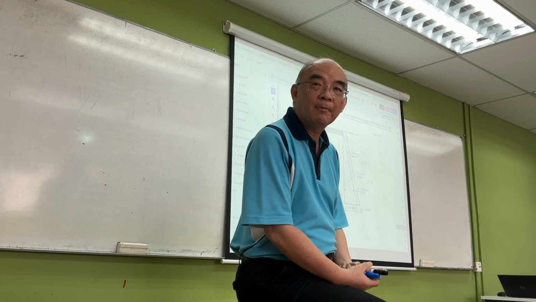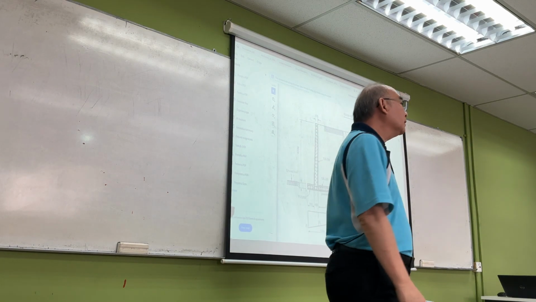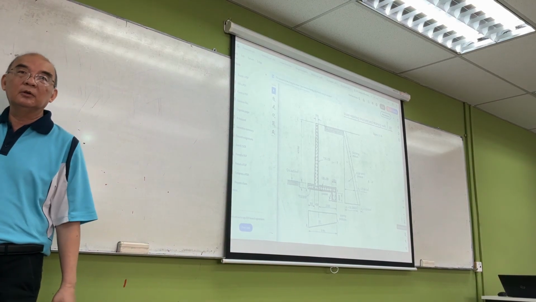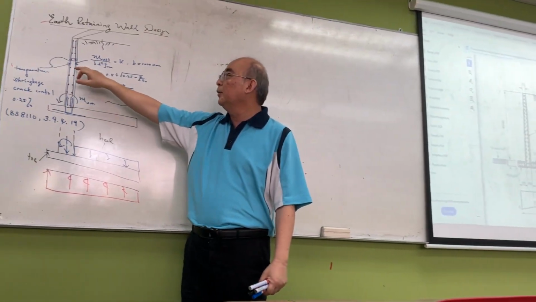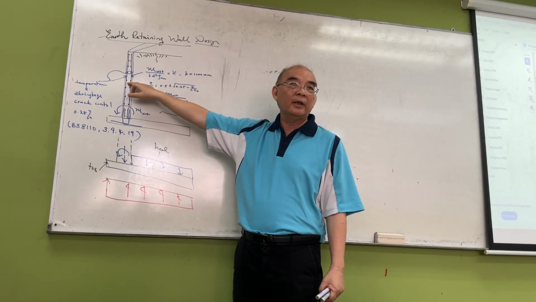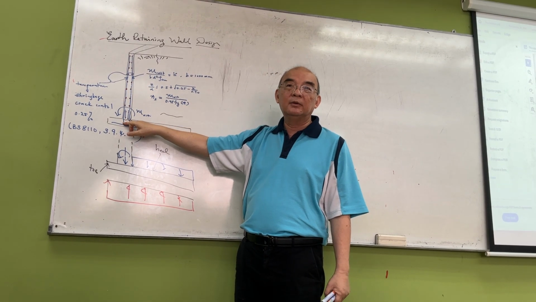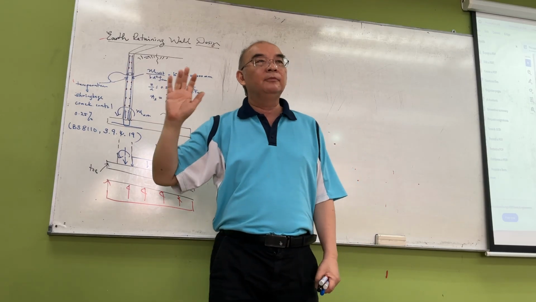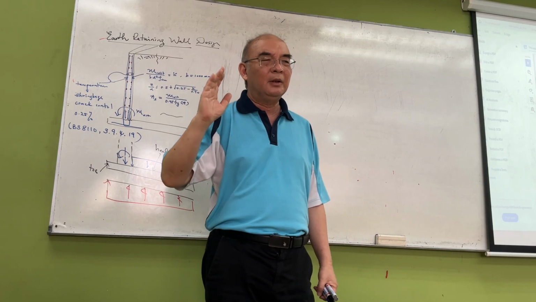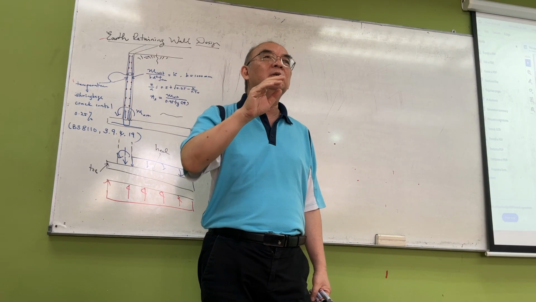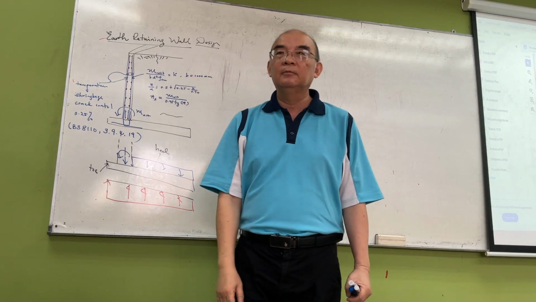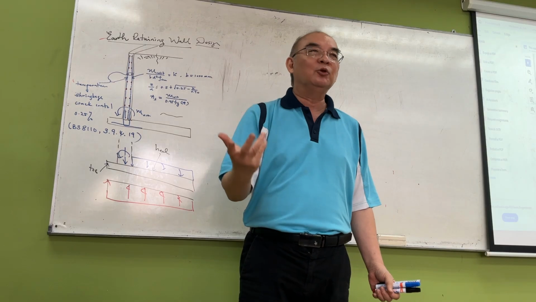Okay, all right. So to summarize, to design for the retaining wall, we need to design for the stem and for the base. The stem and the base, you have vertical reinforcement as well as horizontal reinforcement. The question is how much only.